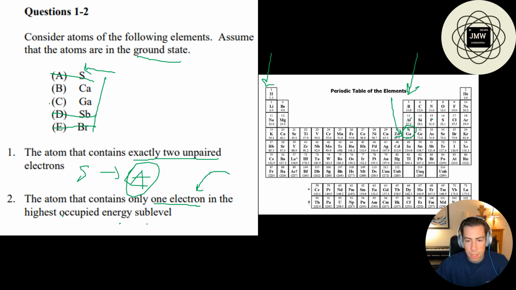Gallium's right here. Again, the highest energy sublevel here is going to be the P sublevel, so we're going to have the X, the Y, and the Z. You can really put them in any order, but we'll start with the lowest one. So I'm going to have 1 electron. That's it, just 1. And there you have it. The atom that contains only 1 electron in the highest occupied energy sublevel has got to be gallium, because look, there's only 1. Therefore, the correct answer choice for 2 is gallium, which corresponds to answer choice C. So that is the correct answer.